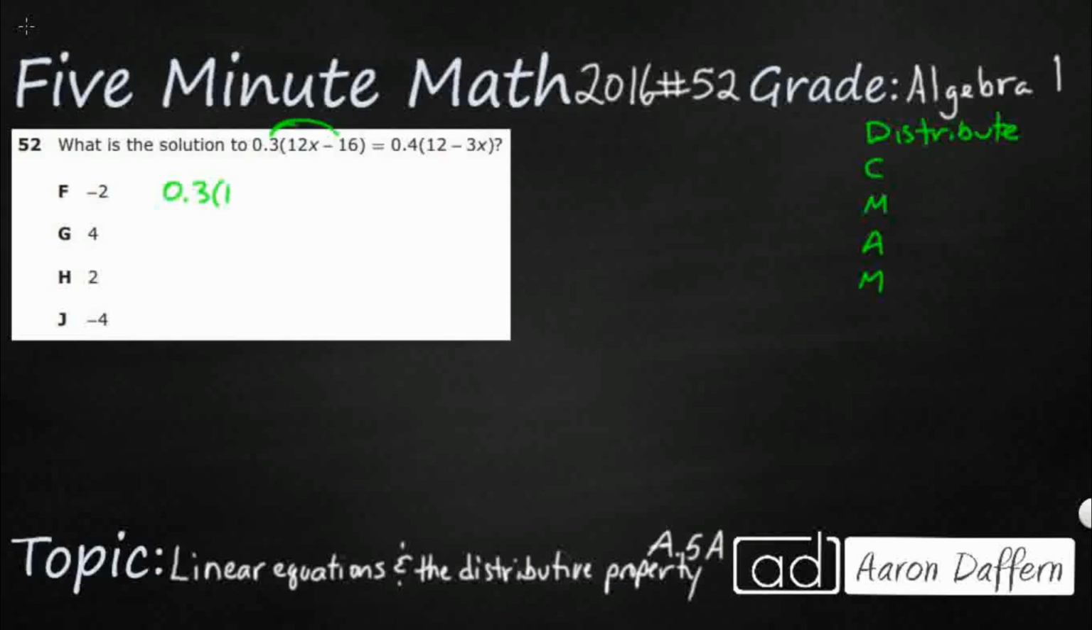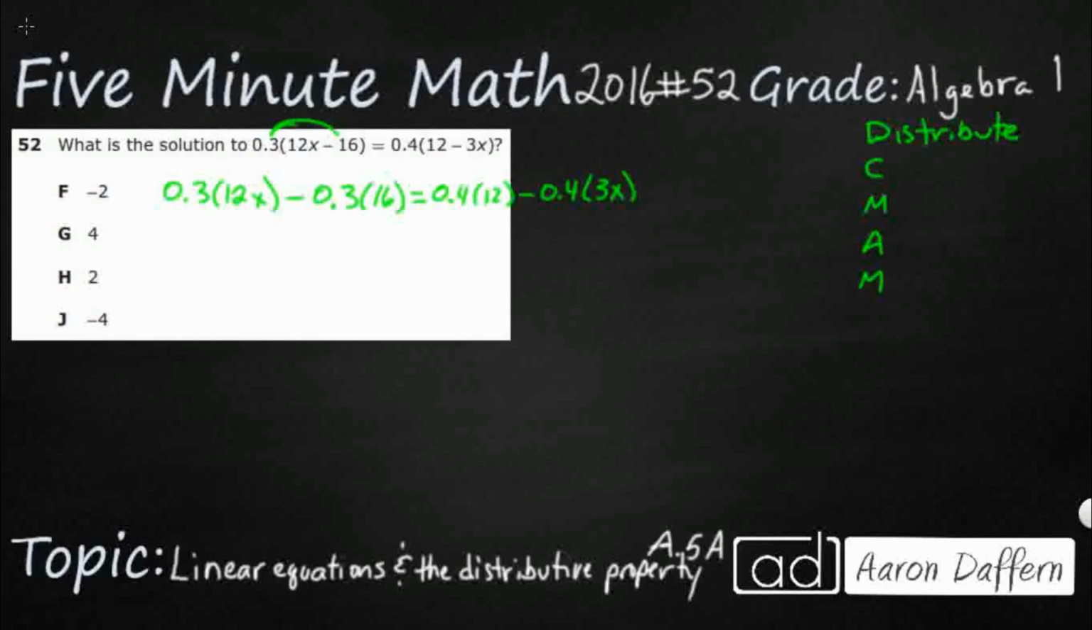0.3 times the 12x minus, and then it's the 0.3 times the 16. It is a negative 16, but I put the negative right there to make it a minus. So that's really what that distributive property does. Same thing over here. I can take my 0.4 and I'm going to multiply it by each term inside. 0.4 times 12 minus 0.4 times 3x. Okay, so we need to now just kind of multiply and simplify that.